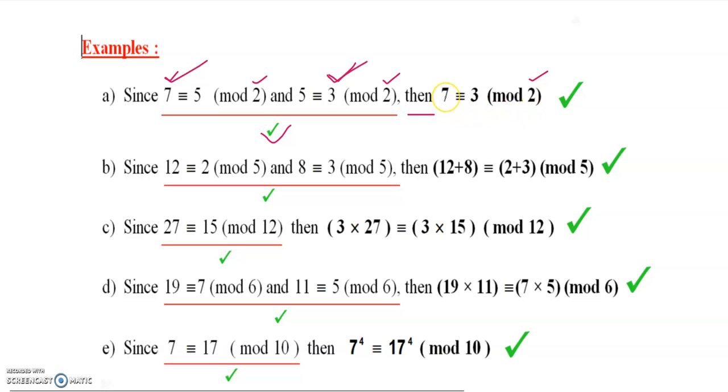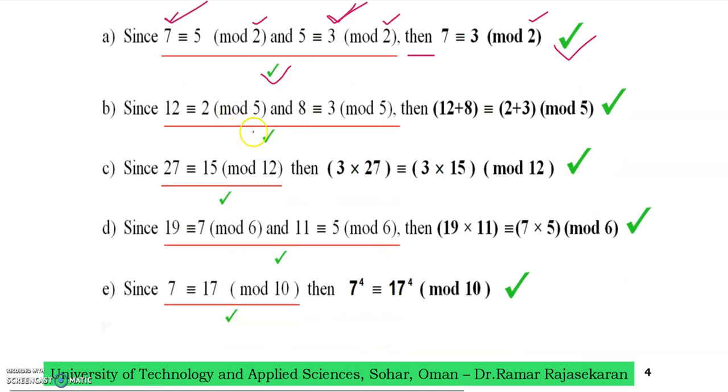See the difference of 7 and 3. 7 minus 3 is 4. So 4 is nothing but a multiple of 2. 2 multiplied by 2 plus remainder 0. So this is correct. That's why I put it. Actually, these are the examples from the properties given in your handouts. Okay, now you see the second one.